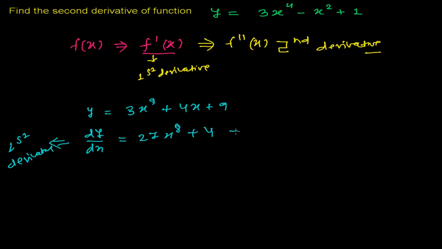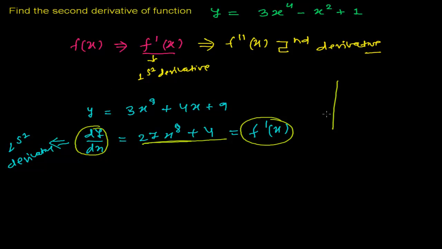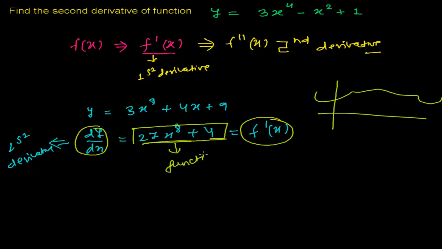Some people also write f prime of x if you're getting confused. So this is our first derivative, like dy over dx, or you can say f prime of x. If you look at the graph, 27x to the power 8 plus 4 is again some kind of curve, so this whole thing will again behave like a function.